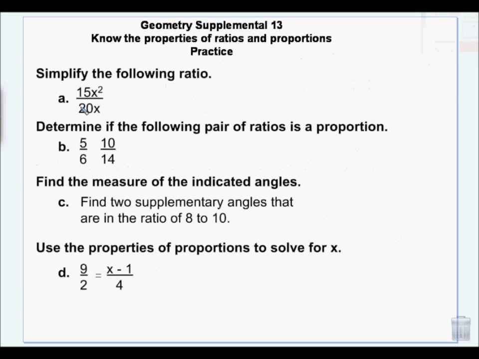We're going to simplify this ratio. I can divide both of these by 5, right? So if I divide that by 5, I get 3. If I divide this by 5, I get 4. I have 1x down here and 2x's up here. So this x will cancel out one of those, leaving me with just 1x up top.